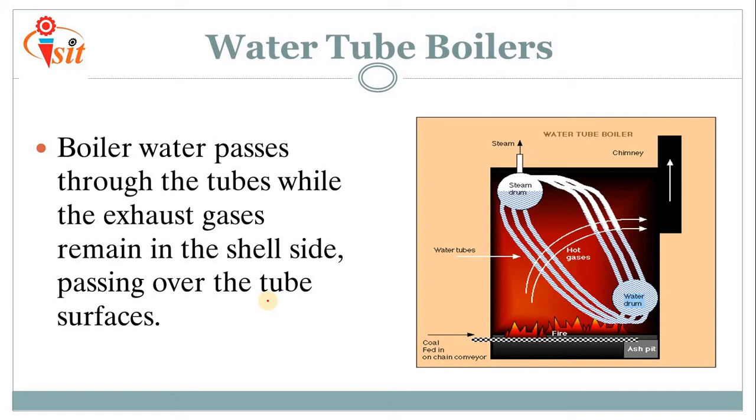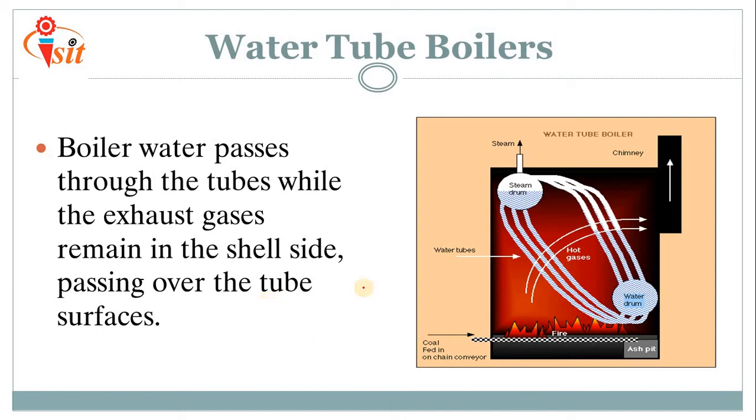So there are two types of boilers. You are familiar with them: the water tube boiler, and the second one is the fire tube boiler. How are they different? The difference is that in the water tube boiler, the water is continuously flowing inside the tube and it is surrounded by the fire.